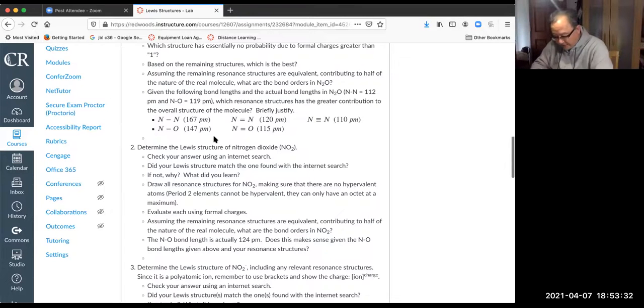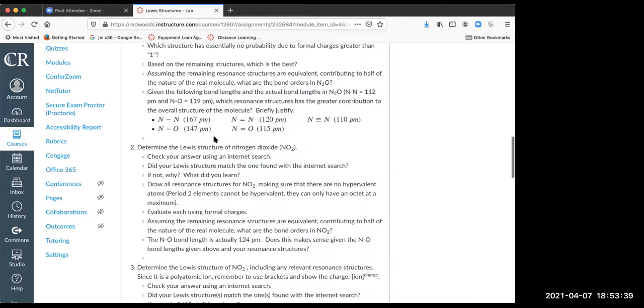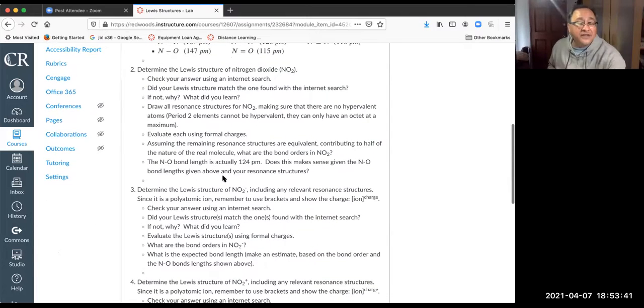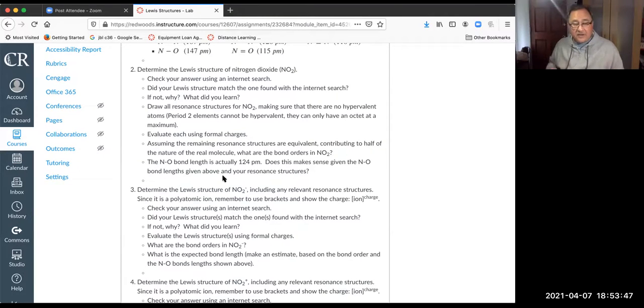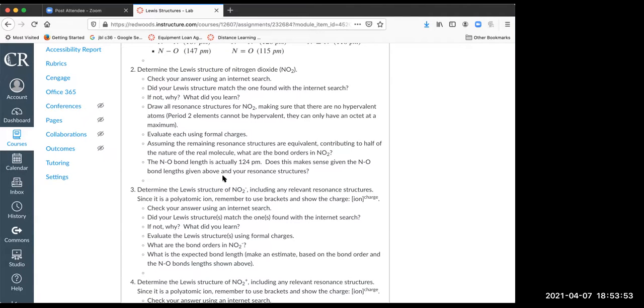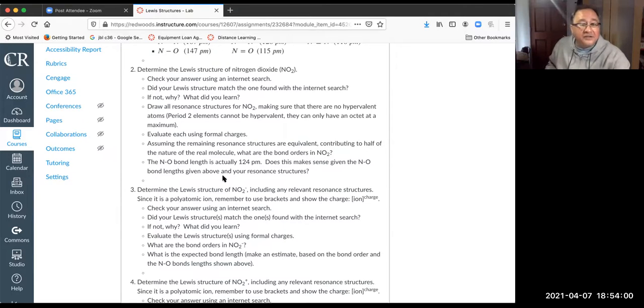Okay, so if this is a bond and a half, we would expect it to be somewhere in the middle of those two, right? And let's see what this actually says. Oh, it's actually 124. That is not directly in the middle, but it's not really close to 115 and it's not really far from 147. So it kind of makes sense. Right.